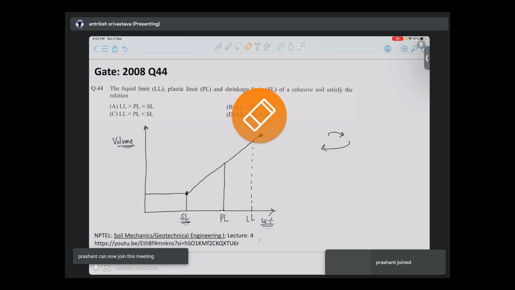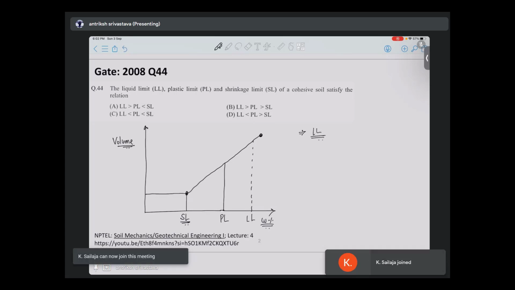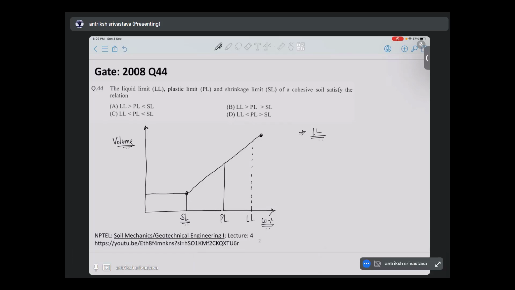Okay, so just a random question. Can anyone tell me which apparatus we use to measure the liquid limit in our colleges? Sir, it's Casagrande. Correct, because these types of questions are also asked. So for liquid limit, we use the Casagrande apparatus.